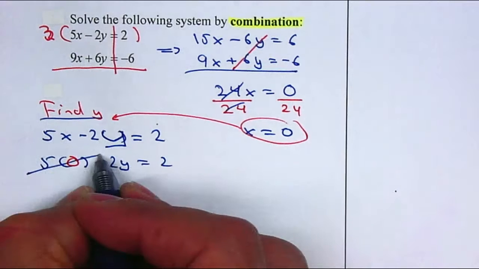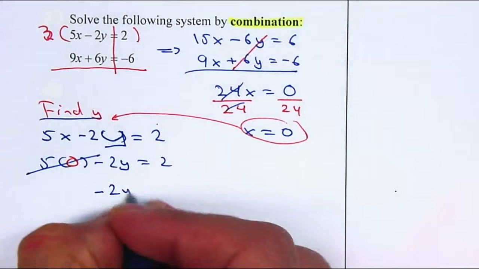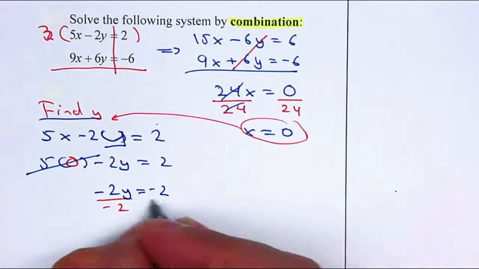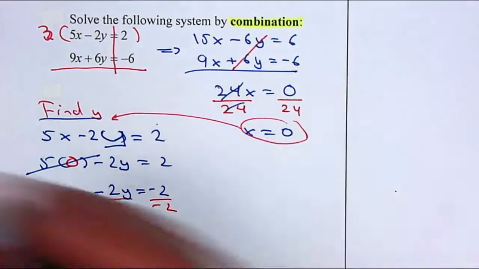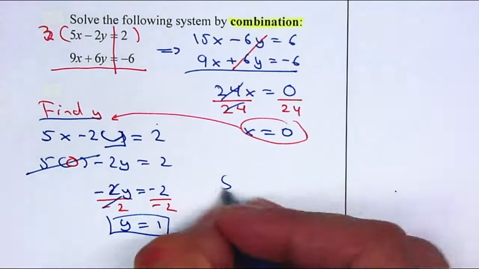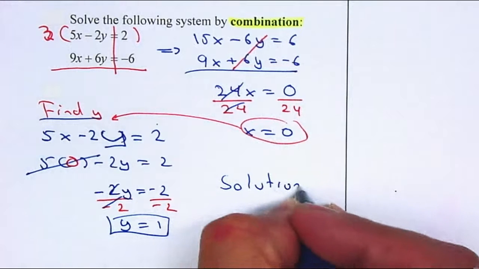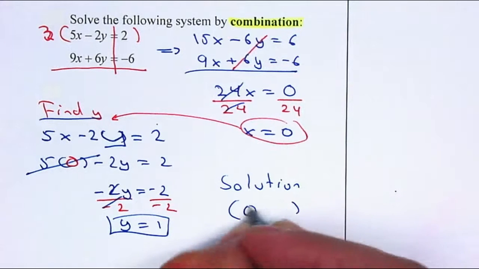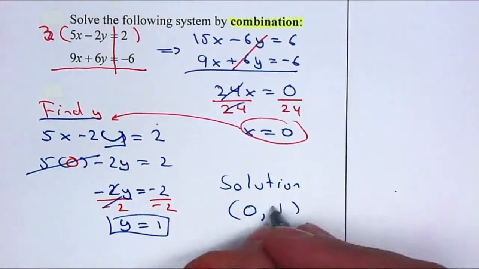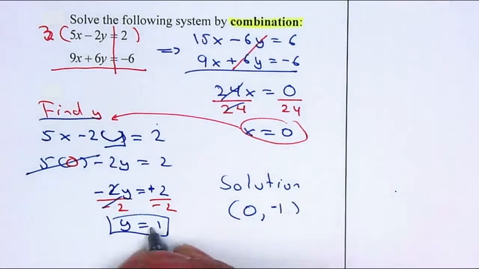5 times 0 gives me 0. So I have -2y is equal to 2. And then to solve for y, I'm just going to divide by -2. That cancels, so y is equal to -1. My solution, or my intersection, has x value 0 and y value -1.